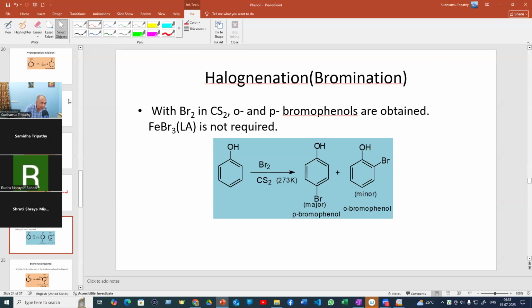Here the halogen carrier is not required, unlike alkenes and arenes, which need chlorine with FeCl3, bromine with FeBr3 or simply Fe for halogenation. Such a thing is not required because this is so very activating. The ortho-para positions are so electron rich that there is no necessity of any aid to produce more electrophiles. So Br2 will give you Br plus automatically by heterolytic cleavage, and Br plus is the electrophile here.